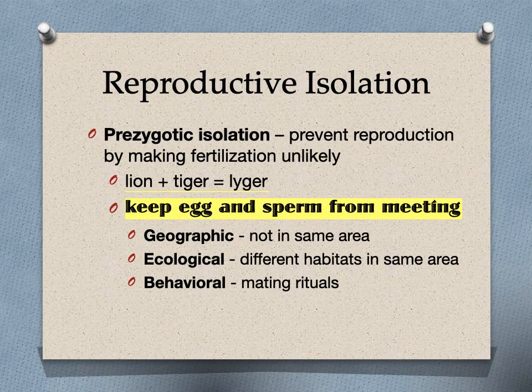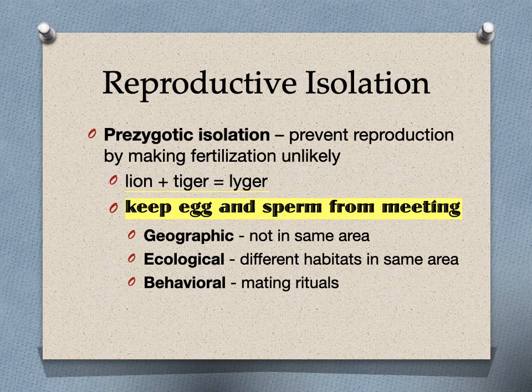Reproductive isolation is how you keep species from interbreeding. And one way to not waste your genes on another species that's not going to work for you is to keep your egg and sperm from meeting. That's pre-zygotic isolation. Before zygote, meaning before you get to the zygote stage.